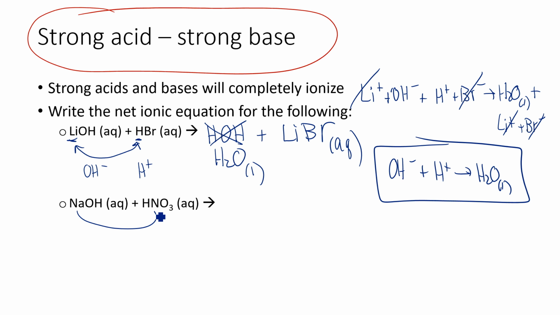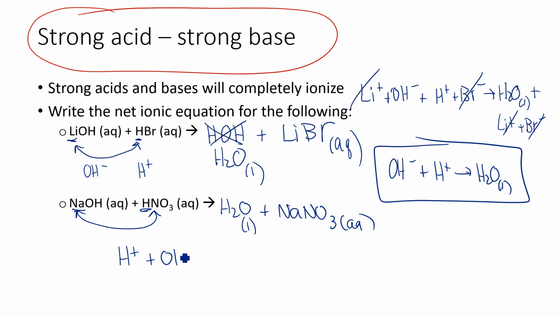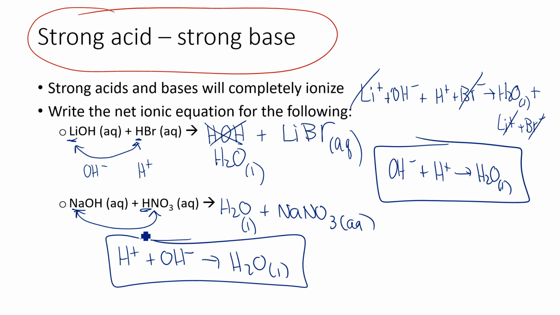Here's another example here. Your sodium and your hydrogen switch places. That makes water and NaNO3. Water is a liquid. When we do the net ionic equation, we will again see that the net ionic equation is hydrogen and hydroxide make water. So anytime we do a strong acid with a strong base, we should notice that these ions become spectators, like in this case, the sodium and the nitrate are spectators, lithium and bromide are spectators, and the net ionic equation is just hydrogen and hydroxide makes water. Cool, so that's the strong acid, strong base.